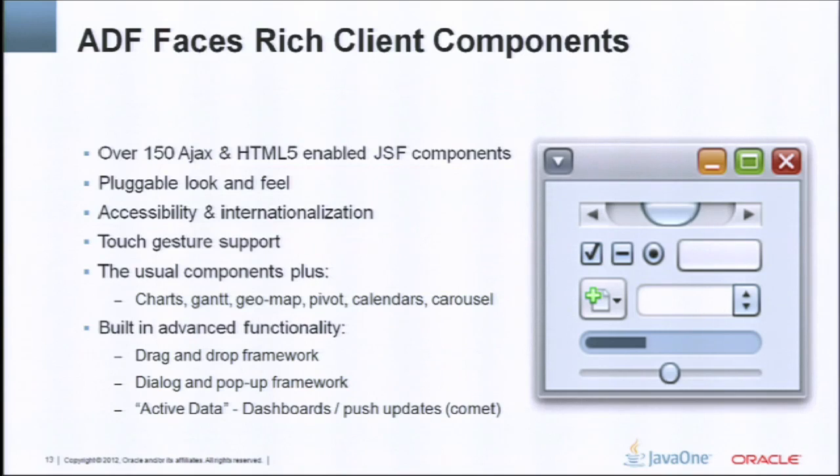Okay? So let's break down what each one of them means. ADF Faces, as I said, a set of over 150 JSF components. It's probably the richest set of JSF components out there to date. It includes everything from your checkbox to a button, to a table, to a tree, to graphs, to carousels, calendars, maps, what have you. Okay? Again, we used all of those to build our own applications. So whatever those guys needed, we provided them, those types of components.